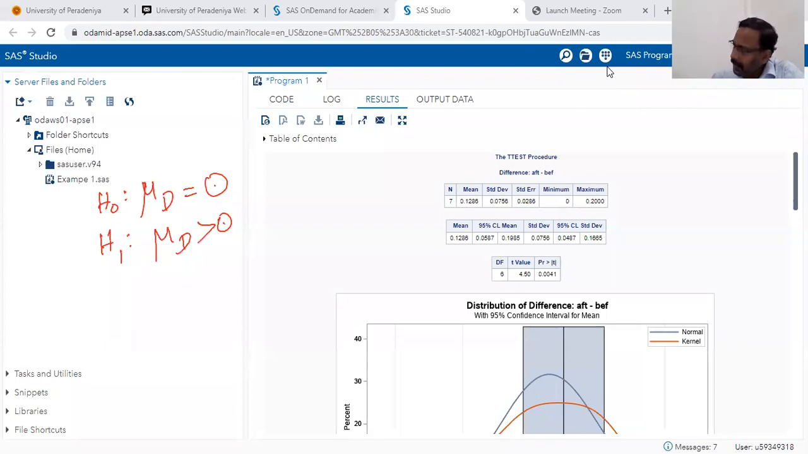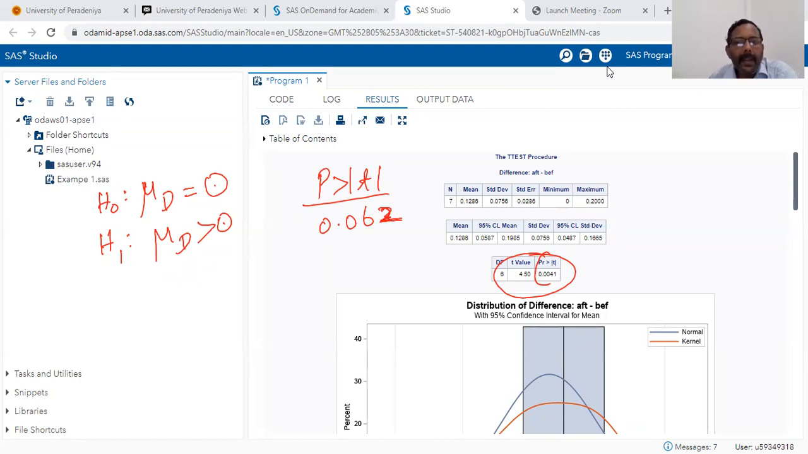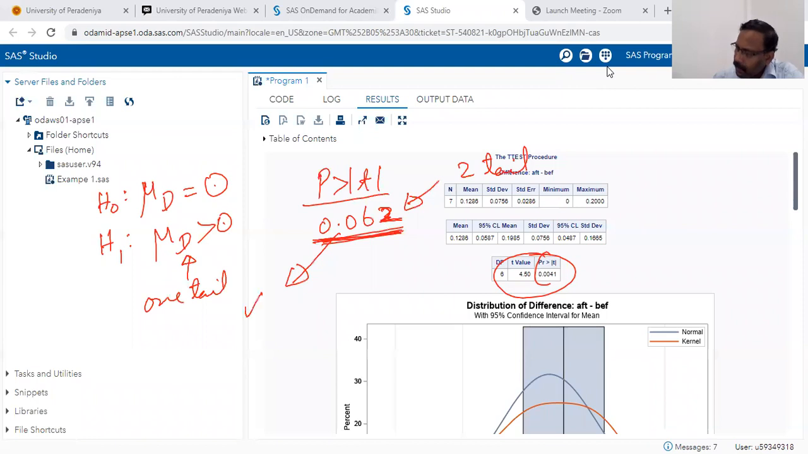Again, let's say I got this p greater than absolute t value. This value is, let's say, 0.063 or 62. Now, what can you say? Because this value is for 2 tails, and our example is dealing with 1 tail. So if you directly take it, you may end up with alpha being less than this p value, so that we don't reject it.